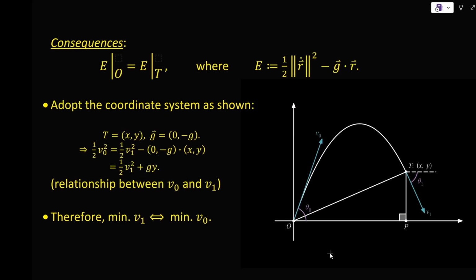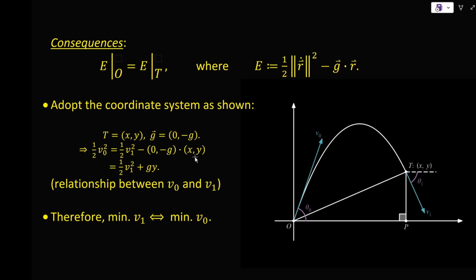One of the consequences of energy conservation is that it gives a relationship between the initial speed and the impact speed. Because of energy conservation, the total energy at the launch point equals that at the end point. We adopt the coordinate system as shown, where O is at the origin, at which the total energy is just the kinetic energy, that is half V naught squared. At the impact point T, the position vector r is (x, y), and the constant vector g has components 0 and minus g. The second g here is a scalar, the magnitude of the vector g.